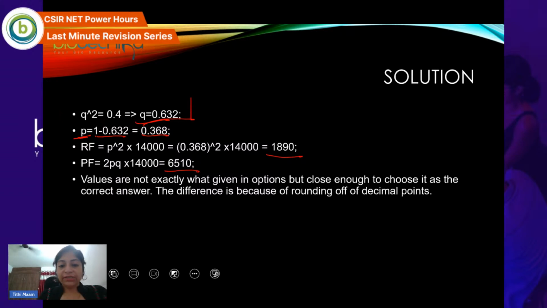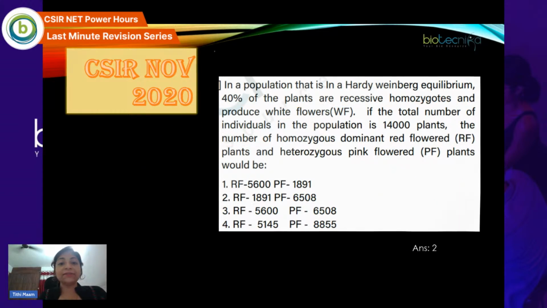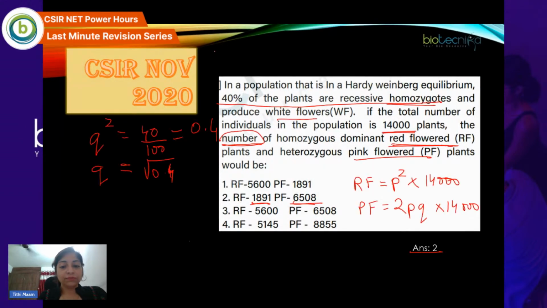Now, as you can see, the numbers are not exactly matching. But you will see that they are pretty close and there is no other option which matches this. So why are they not an exact match? They are not exactly matching because of the decimal points. We have taken only up to 3 decimal points, so because of that there is the difference. But there should not be any confusion here, because as you can see, options 1, 3, and 4 are way off from the number that we are getting.